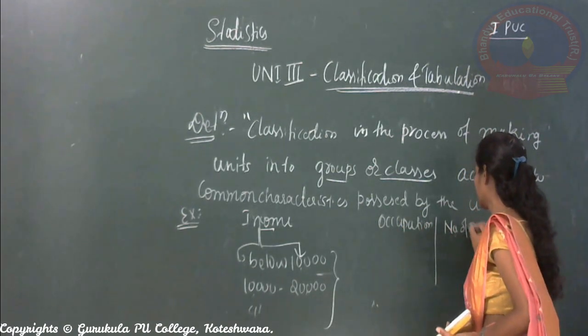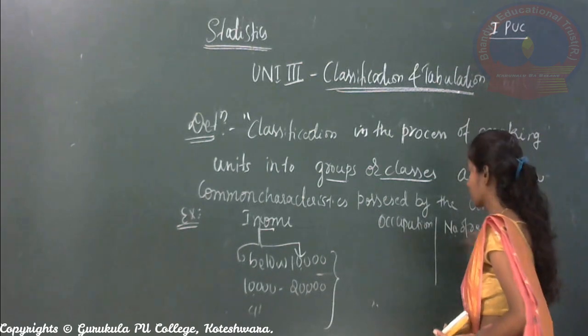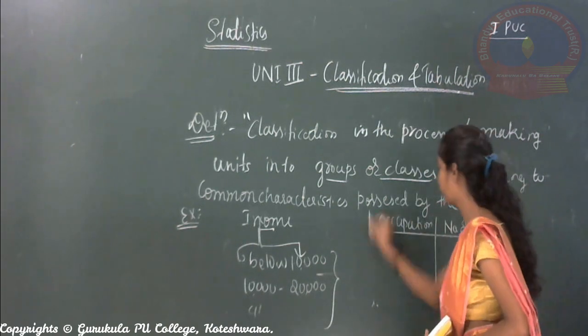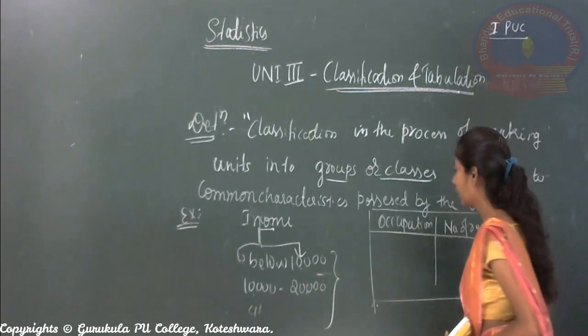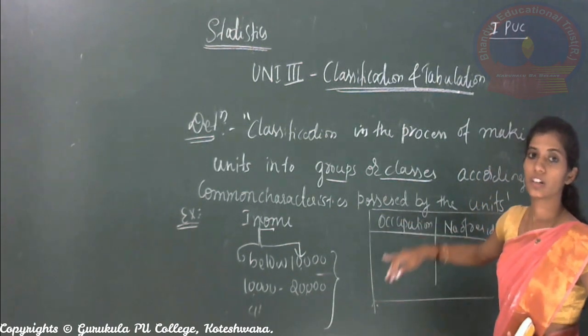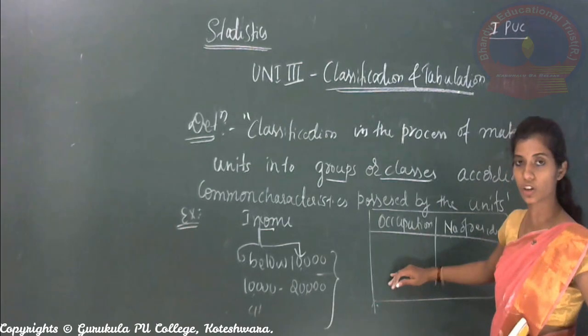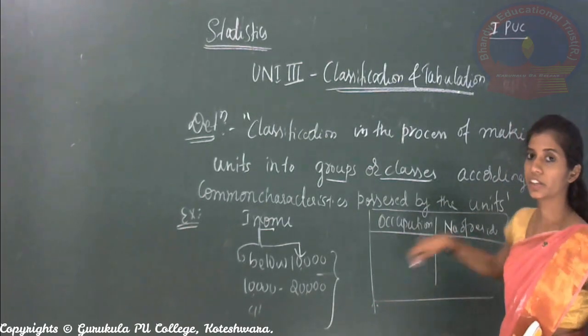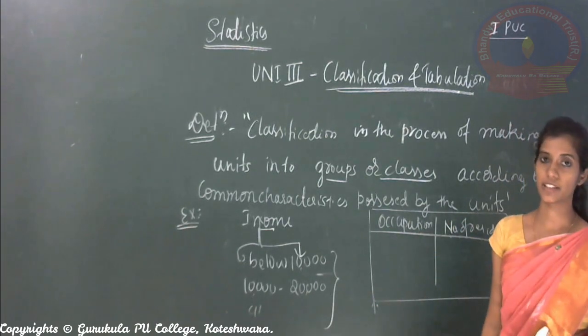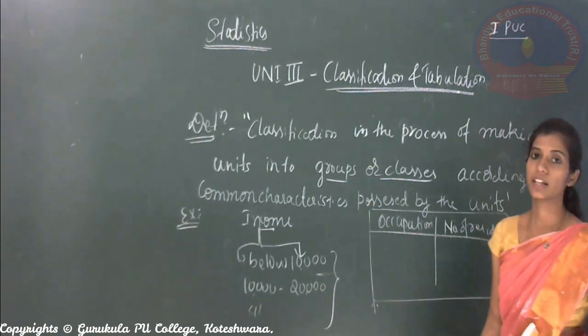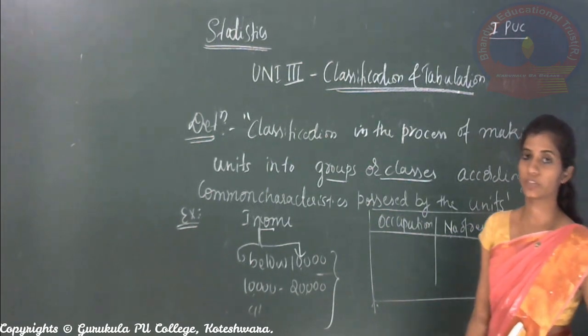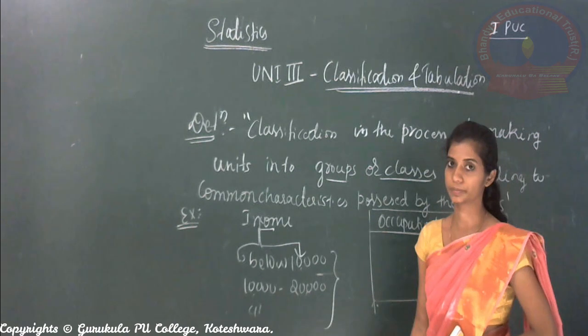Number of residents. So here I can take different occupations. I can take teacher, doctor, engineers, lawyers, like that. I can mention different occupations and the corresponding number of residents here. So this is an example you can take for a classification.